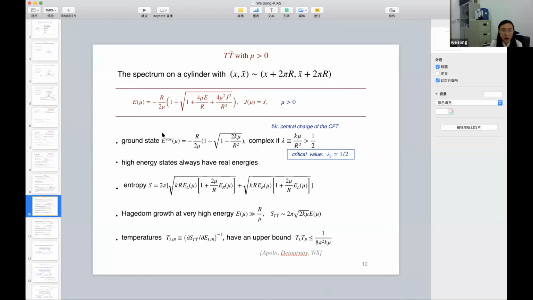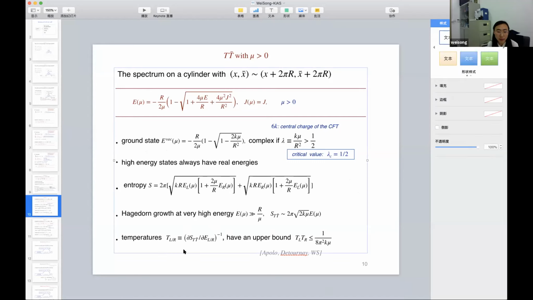Relatedly, one can also talk about the temperature. The temperature can be derived from the entropy formula and the energy. So by some simple calculation, one can find that the left moving temperature and the right moving temperature have a product with an upper bound, and this upper bound is inversely proportional to the deformation parameter mu, and it's this relation.